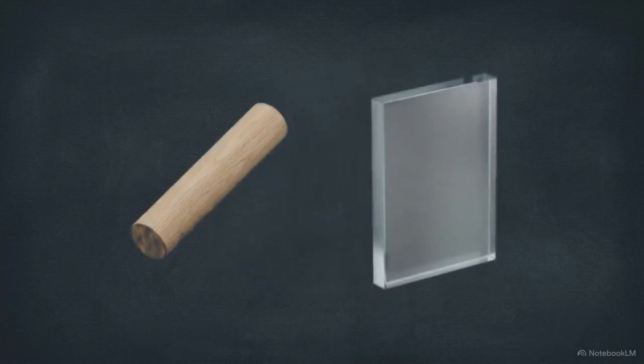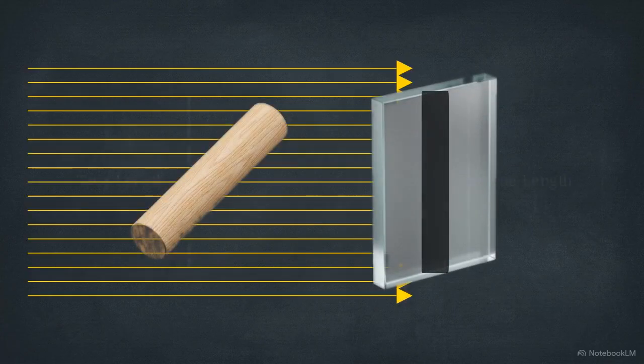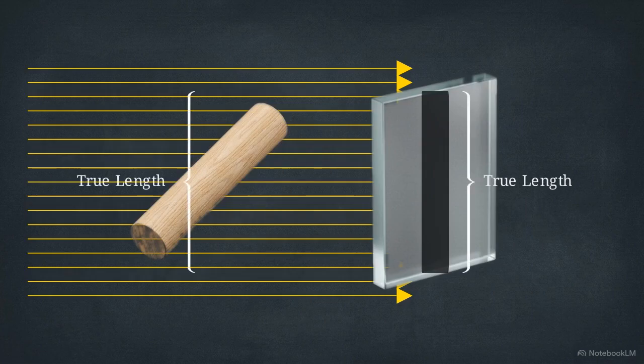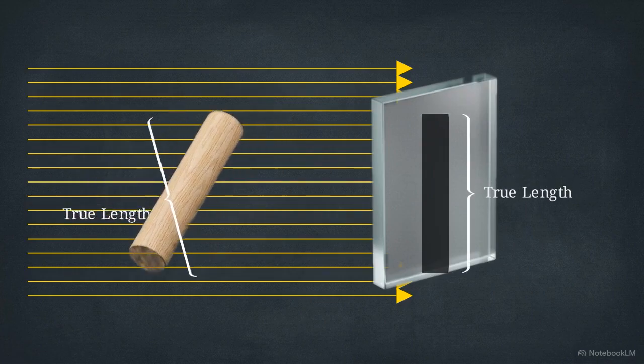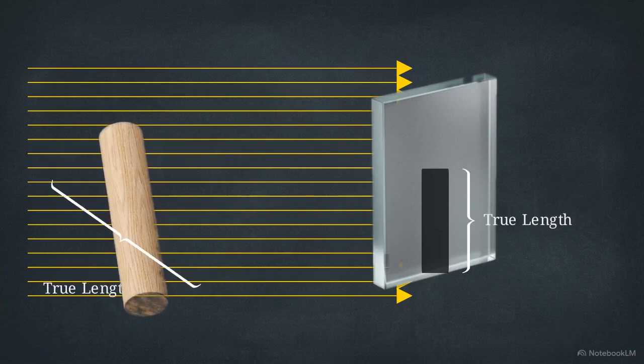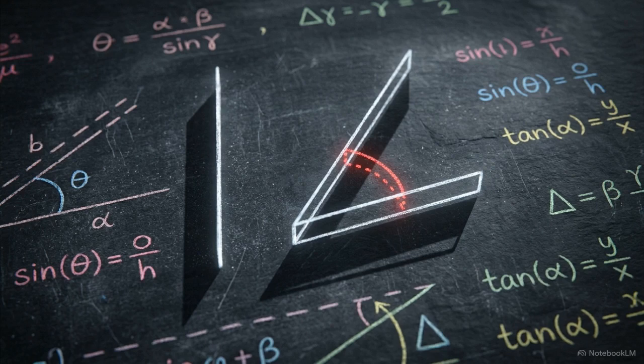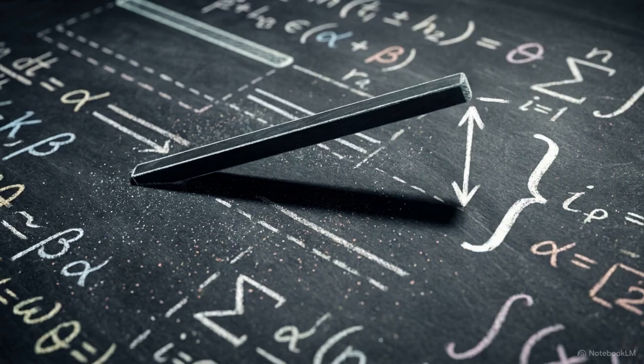A projected shadow only captures the actual, measurable length of a line if it sits perfectly parallel to the projection wall. We call this true length. But if the object tilts away, the shadow compresses, creating a shorter apparent length. Recognizing that angle of inclination is how we determine if a drawing shows the physical dimensions of a part, or if we are looking at a foreshortened view.